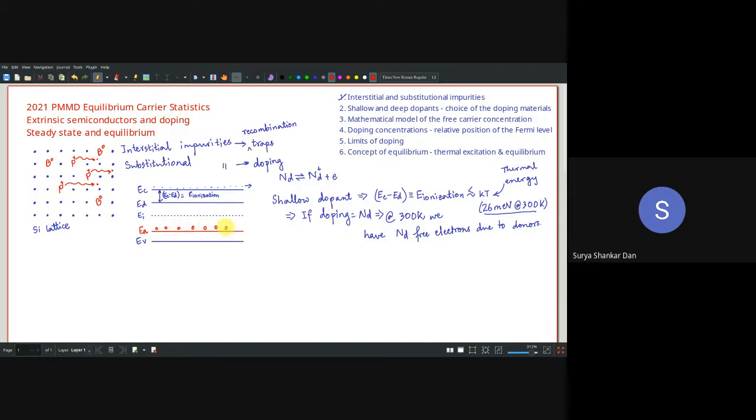Okay, so if we want to ionize this, what do we need to have? This difference, that means EA minus EV, will be equal to the ionization energy for the acceptors. Sorry, these are the acceptors. This is acceptors. Okay, and here we are having the donors.